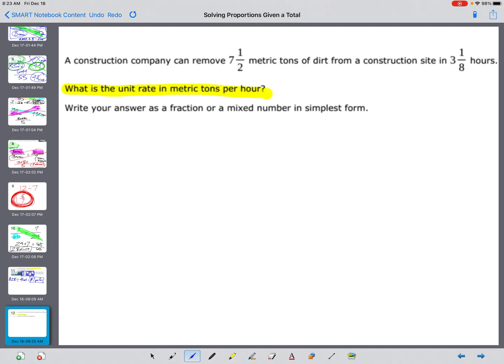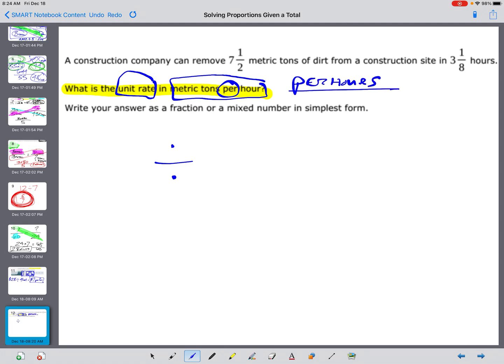So remember, when they're asking us to find a unit rate, that means we're going to divide, we need to set up a division problem. And then following the words will tell you what will be the divisor, okay? It's metric tons per hour, and that word per hour tells us we're dividing by hours. So we're going to select this 3 1/8 as our divisor, which means 7.5 will be our dividend.